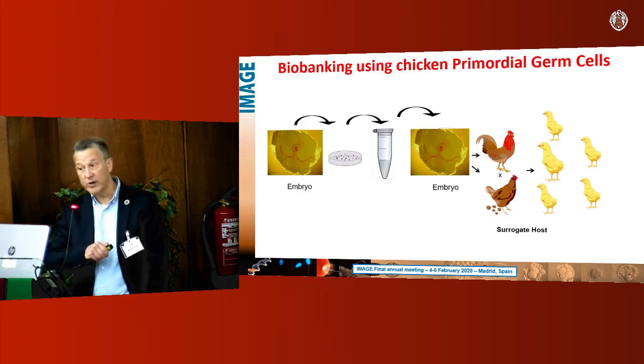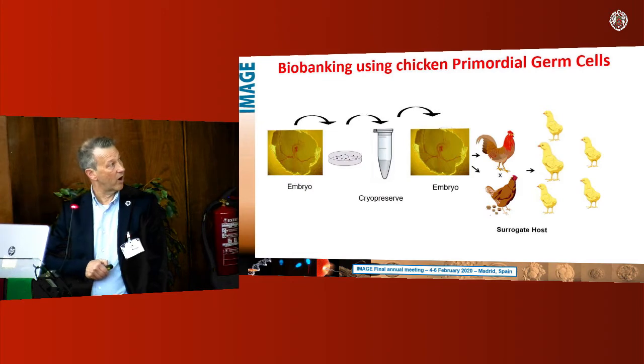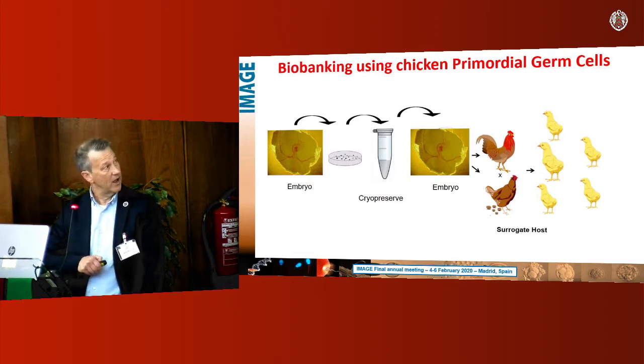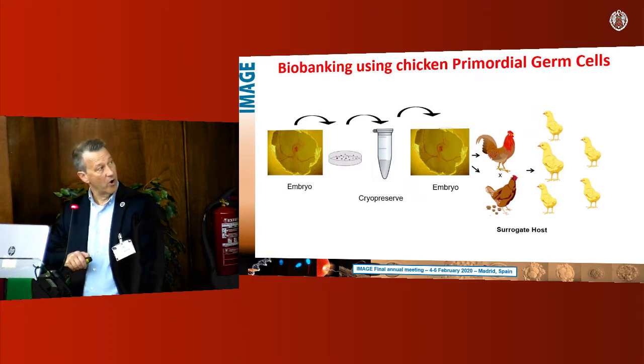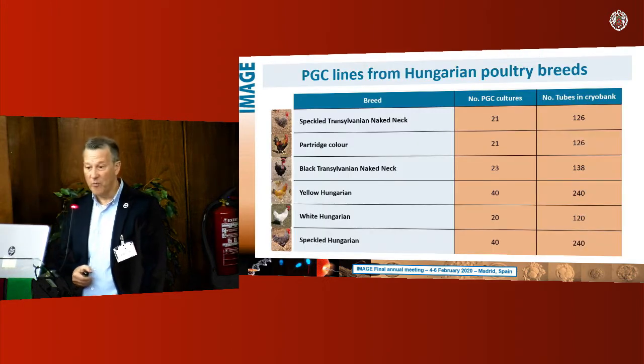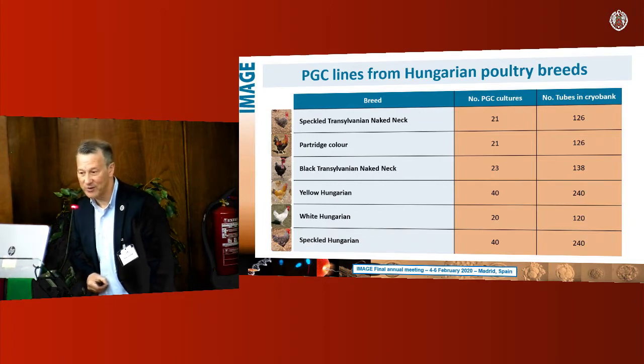We sample them. We could freeze them at that point, but because there are so few, we put them in culture, and they will proliferate and divide once every day. So within 3 to 4 weeks, we'll have almost 1 million of these cells. At this point, we can cryopreserve them and store them in our biobank. At some later point, we thaw these cells and inject them back into an embryo at the same stage. This is now our surrogate host embryo. We hatch this embryo, and then we breed these chickens, and some of the offspring will come from our frozen cells. So now we'll move on to Bence, who will present his results for the biobanking.